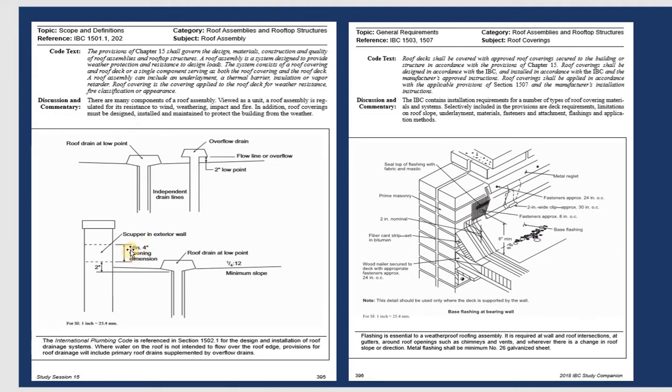Another one they use is what they call the scupper in an exterior wall. If you have an exterior wall and you have the roof drain at the low point already, they have one more thing for the exterior wall: the difference is 2 inches, and they have a 4-inch open gap dimension for the scupper in the exterior wall.